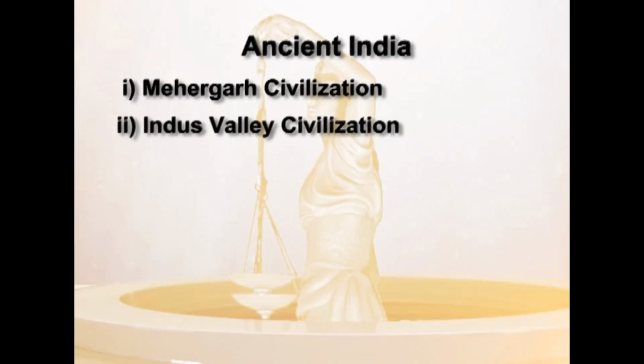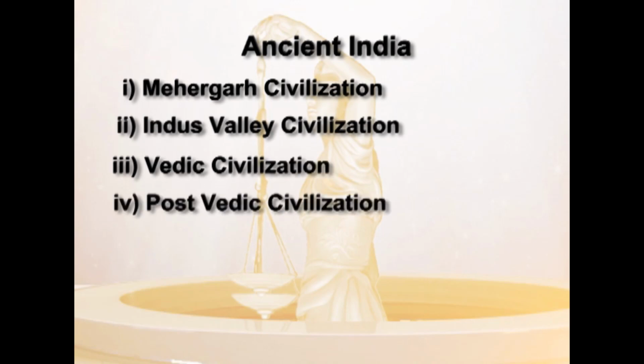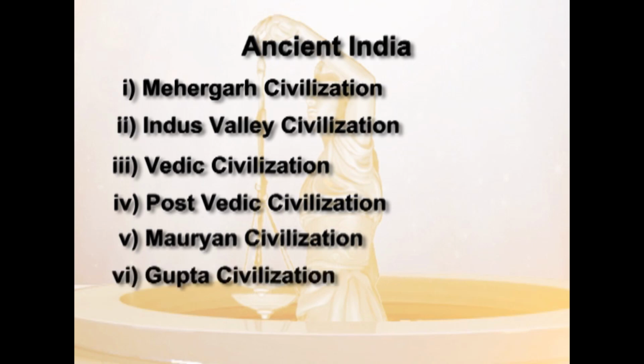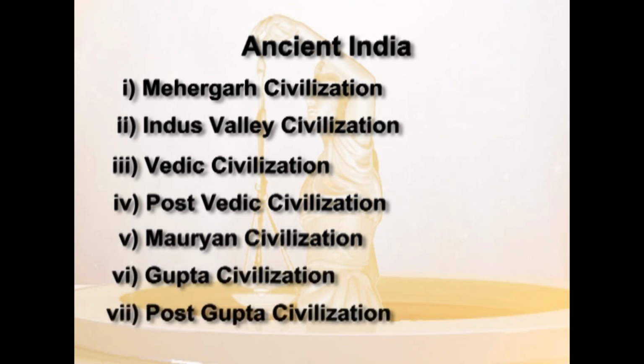From that period onwards, we find one after another the Vedic civilization, the post-Vedic civilization, the Mauryan civilization, the Gupta civilization, the post-Gupta civilization. That is, it continues till almost the first millennium, till the 10th century AD, when there came some invasions from different countries, and normally that period heralds the birth of medieval political thought.